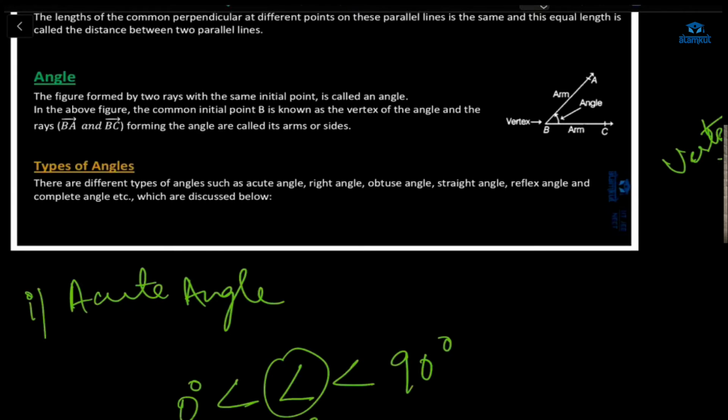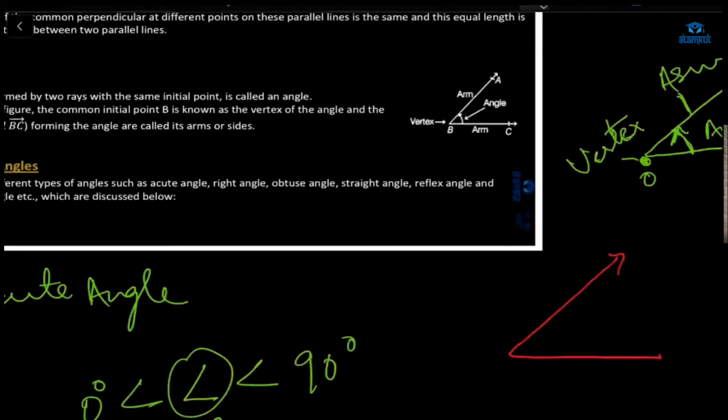Now, what are angles? If you take two rays which have the same starting point, which we call a vertex, they form an angle.